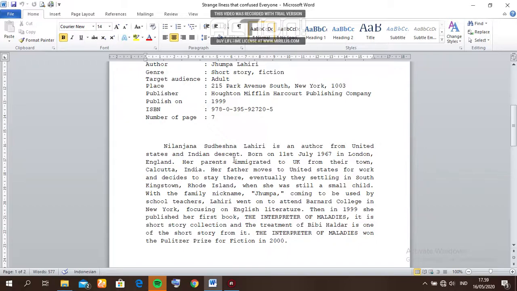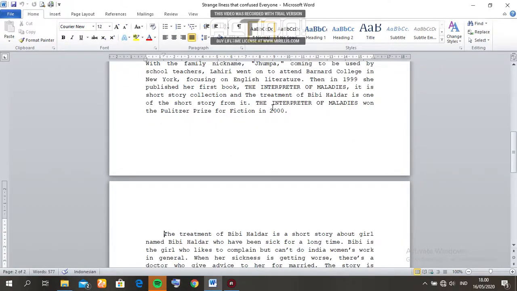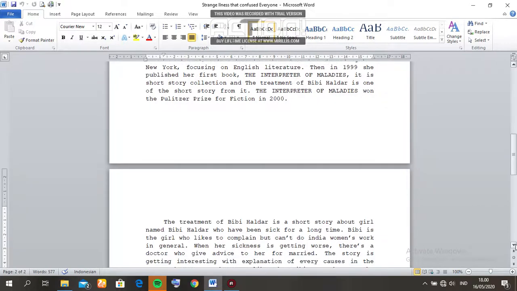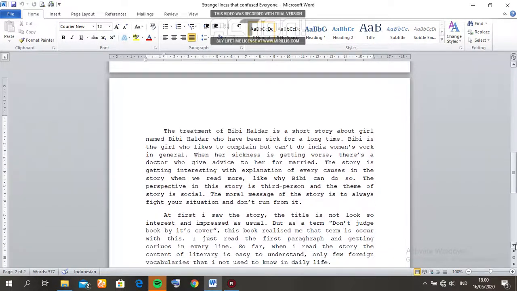Then in 1999, she published her first book, The Interpreter of Maladies. This is her first book. As I said, it is a short story collection, and The Treatment of Bibi Haldar, the story that I review, is one of the short stories from it. The Interpreter of Maladies won the Pulitzer Prize for fiction in 2000. Oh, incredible.